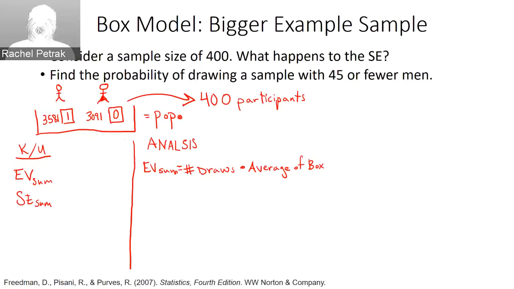What's the average of the box? Does anybody remember? To find the average of the box, keep in mind that the men are ones and the women are zeros. So the average of this box is the frequency of the men in the population, which we know was 46%. This is, of course, the average for the men in the box, since that's the question that we're looking at.